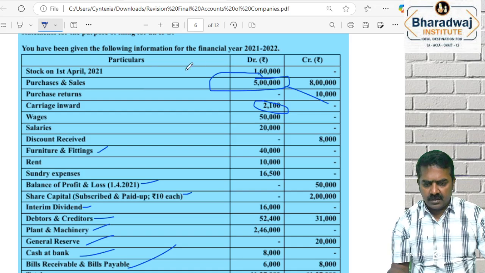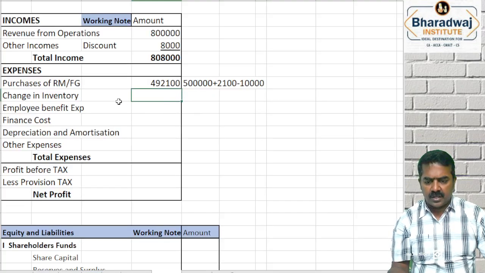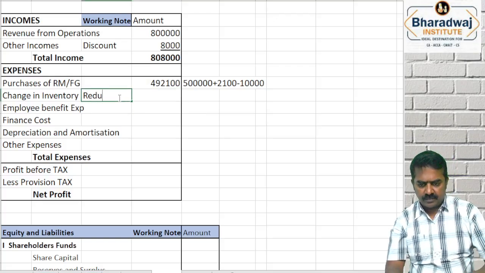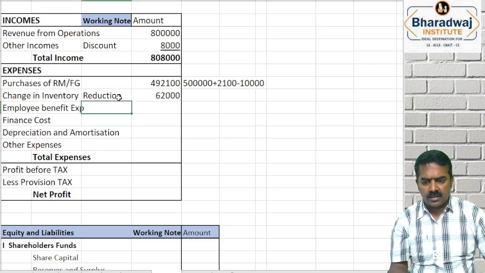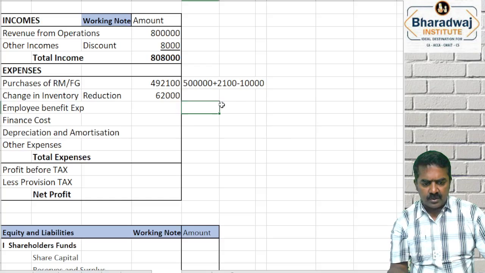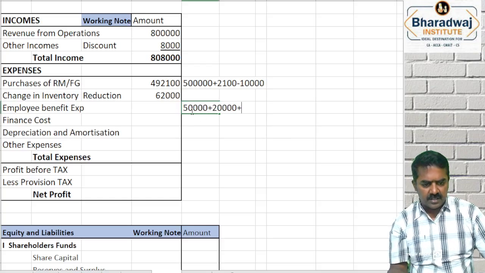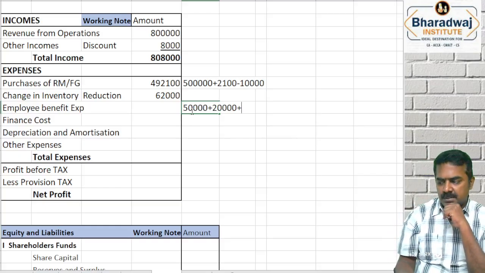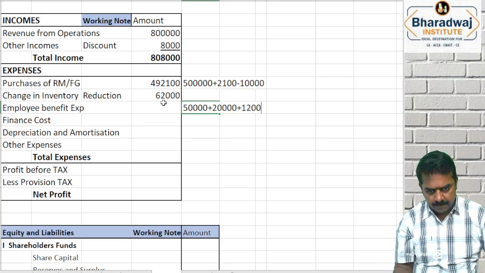Change in inventory from 1 lakh 60 to 98,000. It has reduced, 62,000. It's a positive amount. Employee benefit expenses: wages, salary will come. We must show a working note. Wages plus salaries plus outstanding expenses. How much is the outstanding expense? 1,200. 71,200.